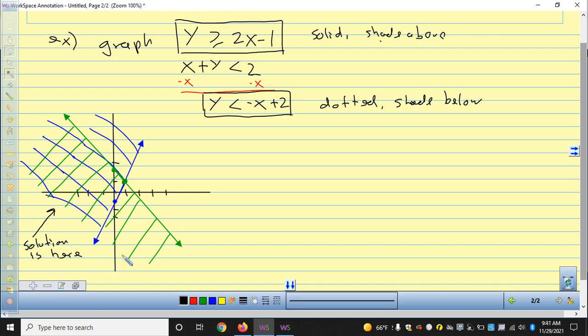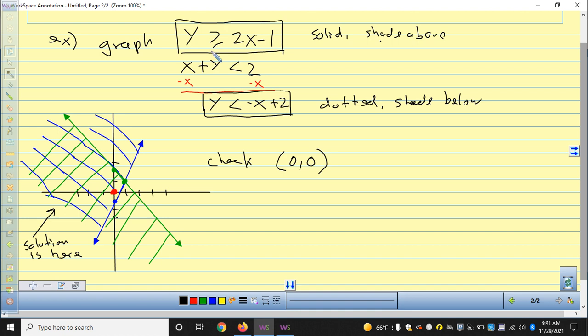And we can check our work because we can pick any point in here where the shading overlaps and see if it works in our inequalities. So if I wanted to check, I'm going to pick a nice point. A nice point here is 0, 0. I'm going to check by plugging 0, 0 in.